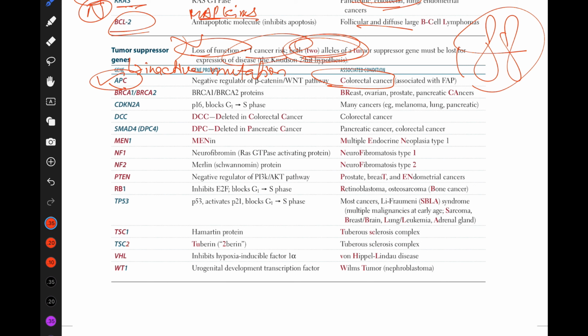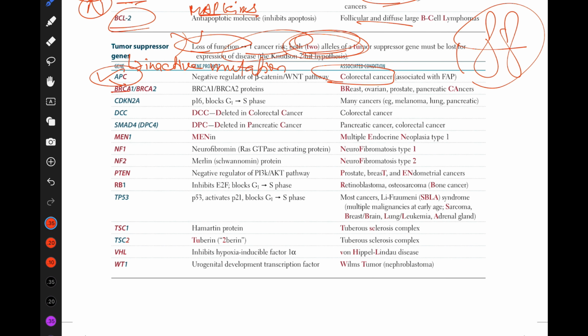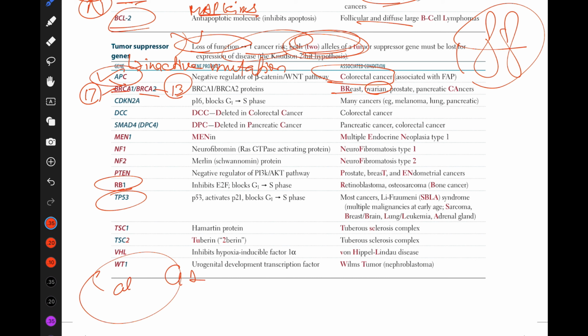Then there are BRCA1 and BRCA2. Both are responsible for breast cancer plus ovarian cancer. You know BRCA1 is present on chromosome number 17, and BRCA2 is present on chromosome number 13. And then you have some other important genes here, that is RB1 and P53. It is a very important point between the G1 and S phase of the cell cycle.